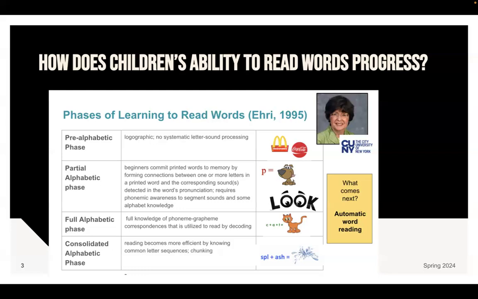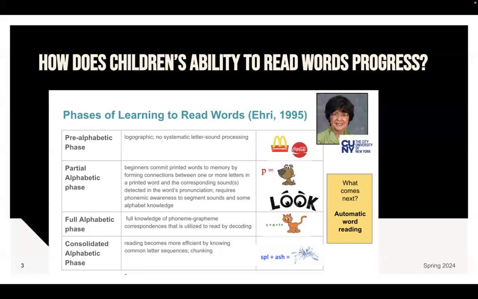Then we move to the full alphabetic phase. In this phase, students have full knowledge of phoneme-grapheme correspondences, and they use that knowledge to decode words. In the visual, you'll see that they've been given the word cat, C-A-T, and they are able to use their knowledge of phoneme-grapheme correspondences to sound out that word.